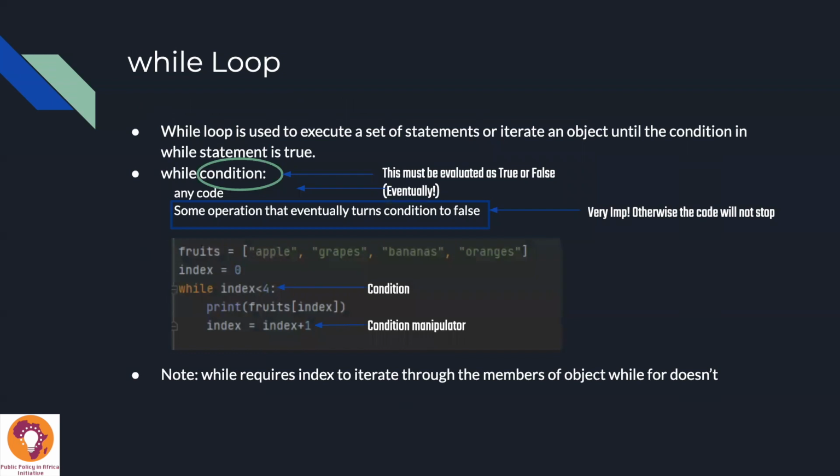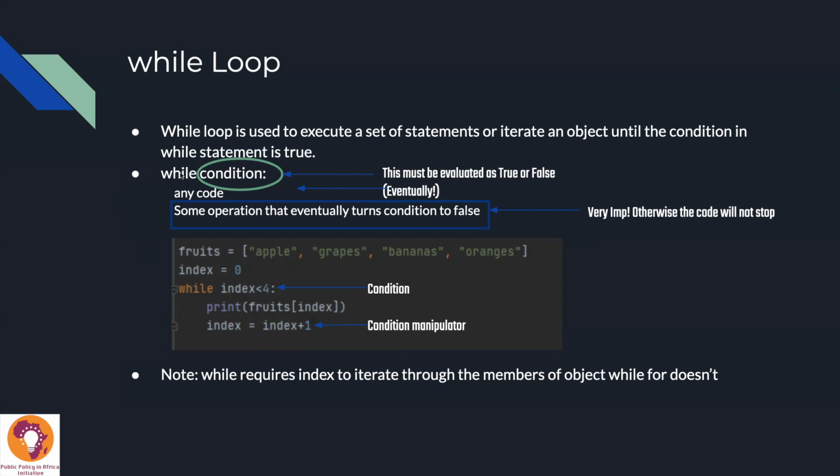A while loop is used to execute a set of statements or iterate over an object until a condition in the while statement is no longer true. So if we have while condition, this condition is going to be a Boolean expression, just like we've seen in our conditional blocks before. Any Boolean expression can go here.